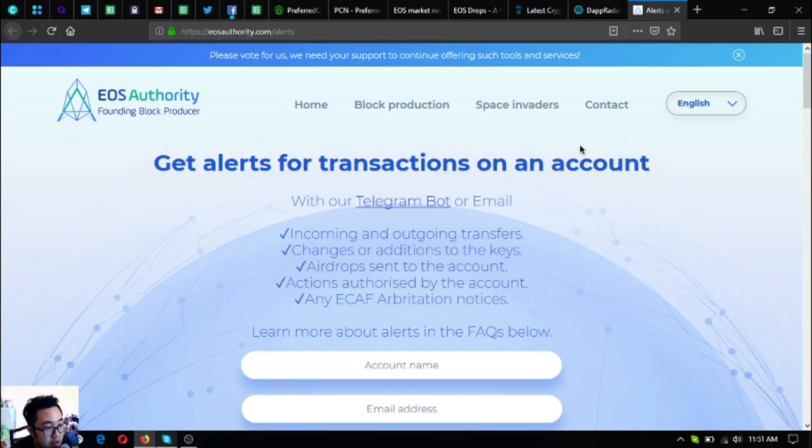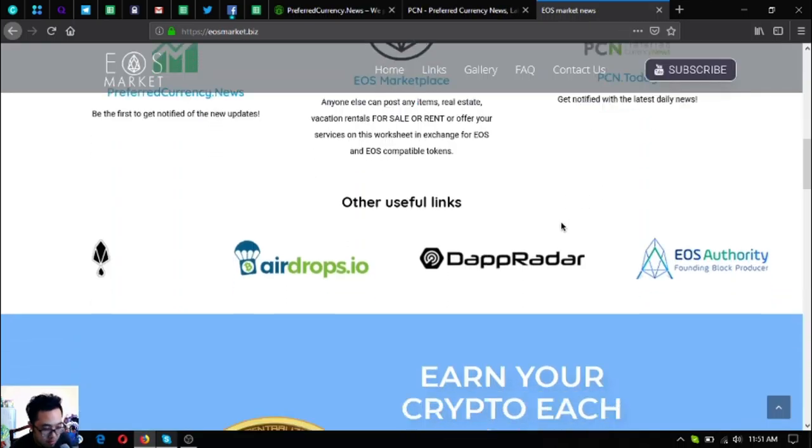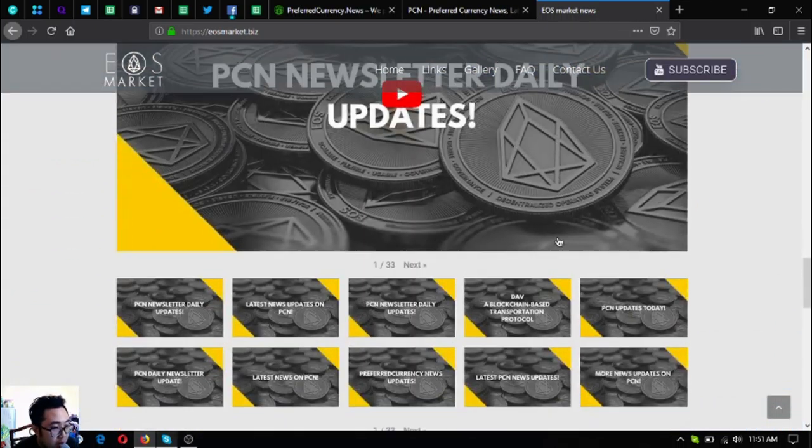The next one is a tool wherein you can monitor your EOS transactions in your account, called eosauthority.com/alerts. Okay, so these are the other useful links which are found in eosmarket.biz. So guys, if you have time, please visit this website.